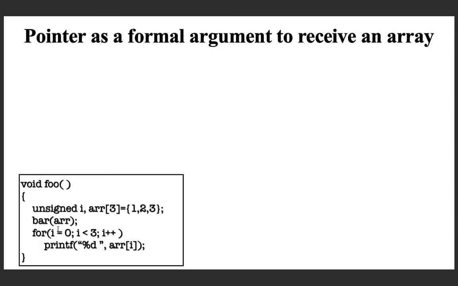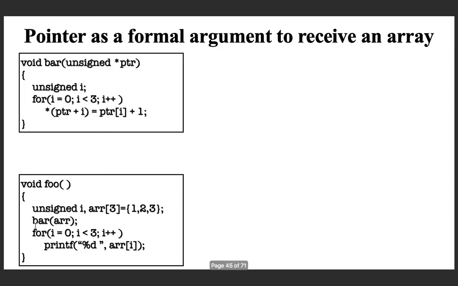So, you are actually passing the address of the first element in the array. How can you catch it in the function bar? It must be a pointer, because it is an address. Later we can see the array notation that we used to have in our previous programs.